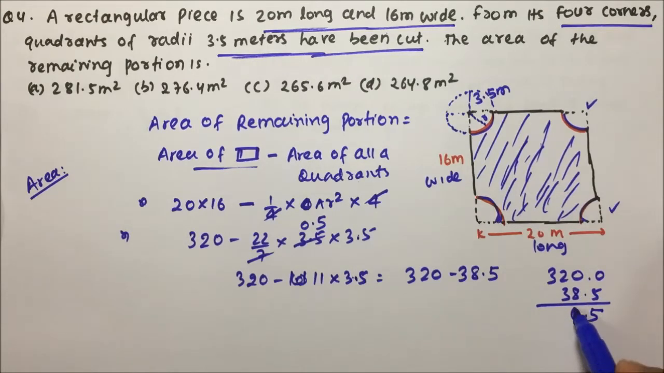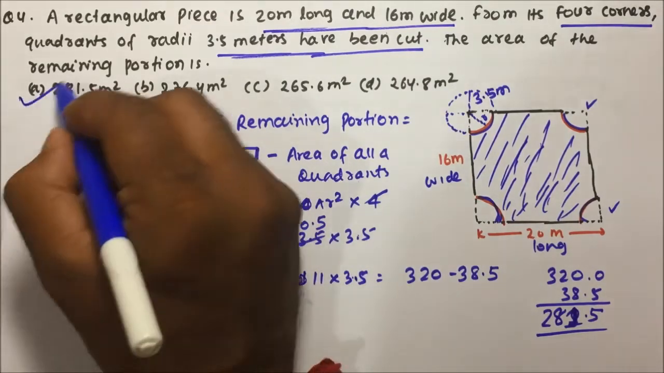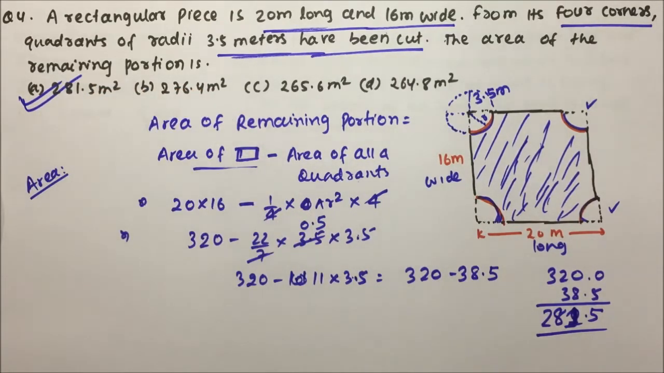Sorry, 9 minus 8 will be 1 here. See, 10 minus 5 is 5, 9 minus 8 is 1. So 5 and 5 is 10, 9 plus 1 is 10 so 0 and carry 1, and plus this will become 11 minus 3 is 8, and this will be 2. So 281.5. So option A will be the correct answer for given question number 4.